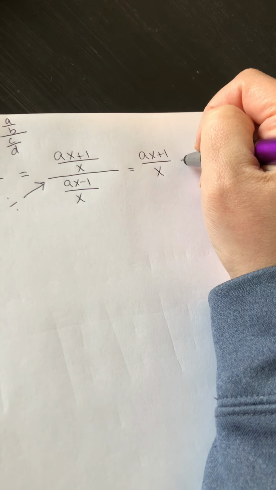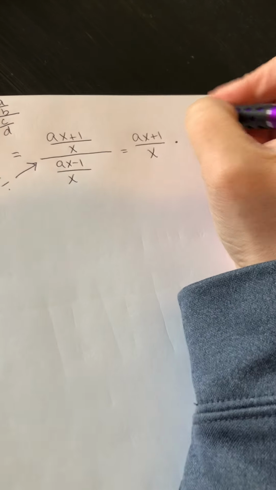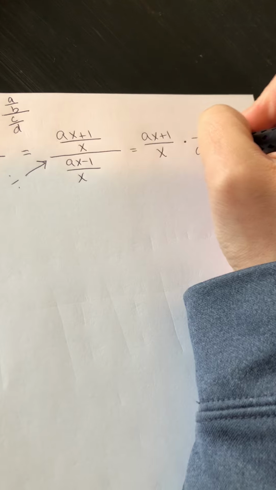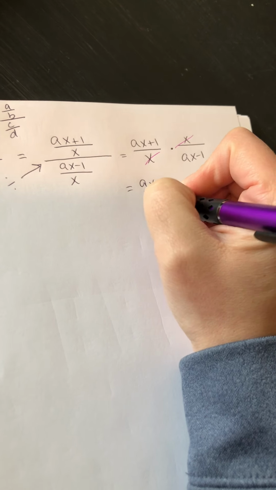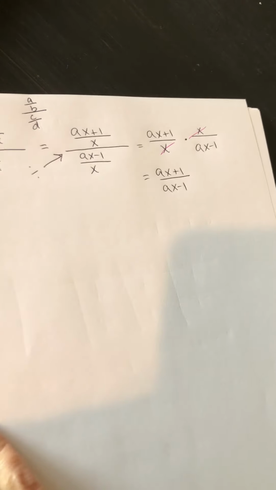Change from division to multiplication, and I'm going to flip the bottom one, do the reciprocal of it. So then it doesn't look so bad. Now my x's cancel, and I'm left with ax plus 1 over ax minus 1, and I'm done.